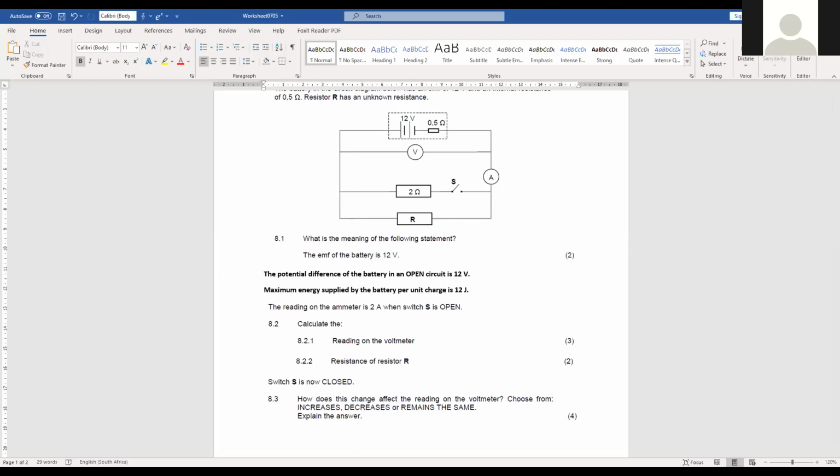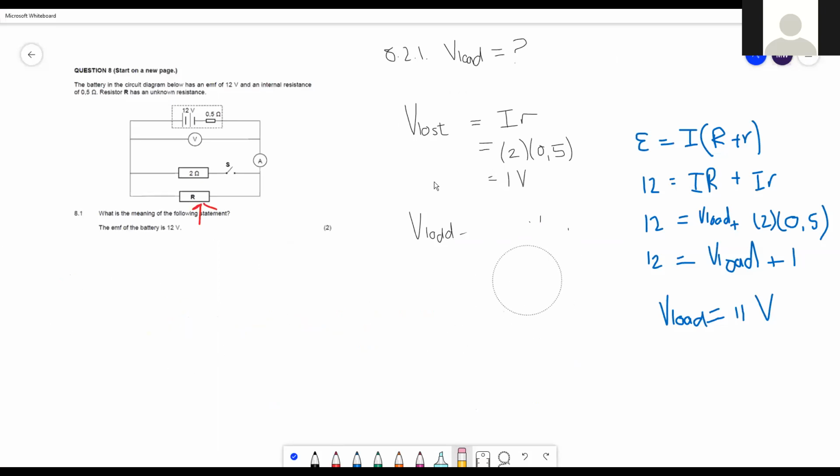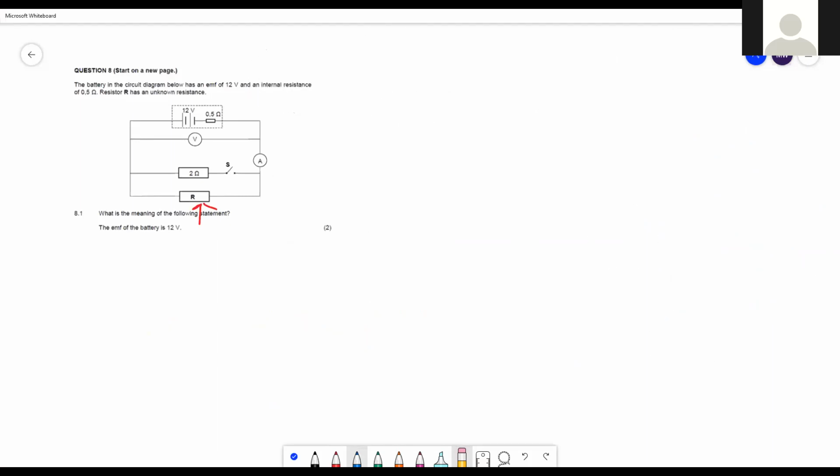No, resistance actually decreases overall. Yes, Jonathan, you're right. So I'm just going to erase this. When you add more resistors in a parallel circuit, you are actually decreasing the overall resistance. Remember, for a parallel circuit, it's 1 over. So the more you add, the bigger the denominator becomes, and that means that your overall resistance will become smaller.